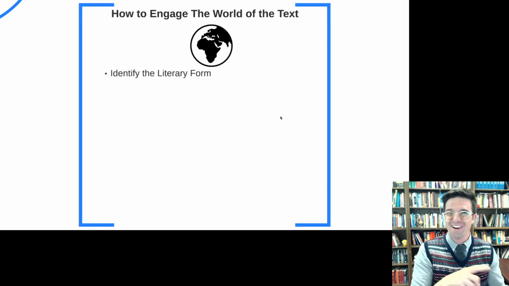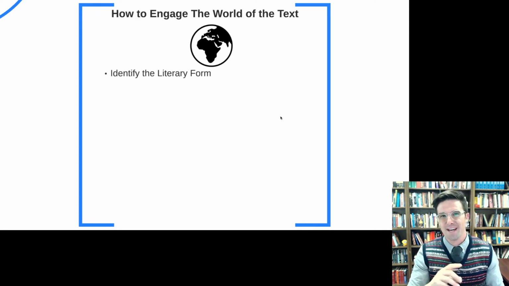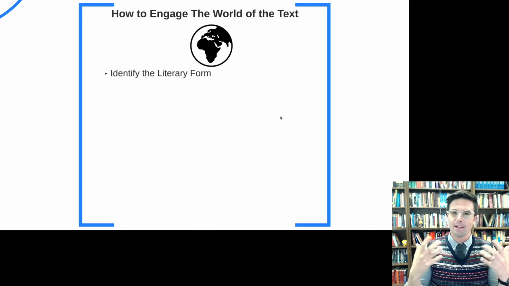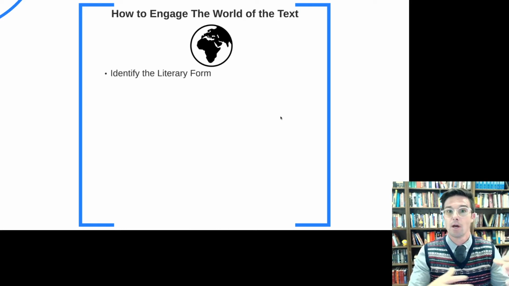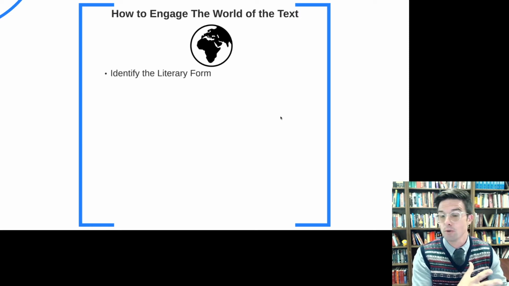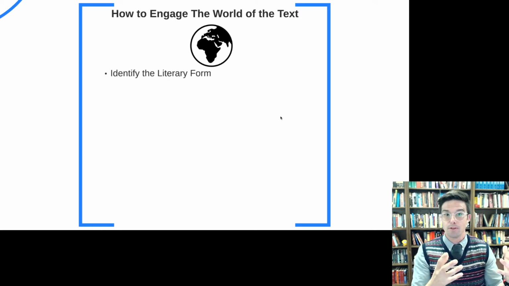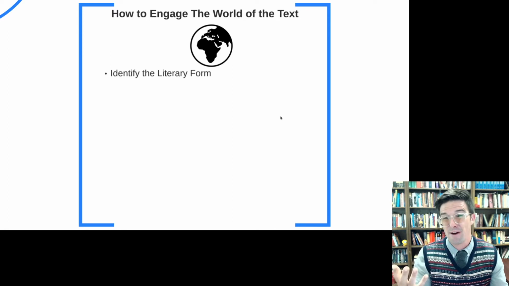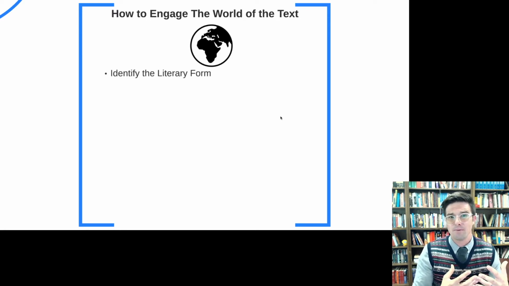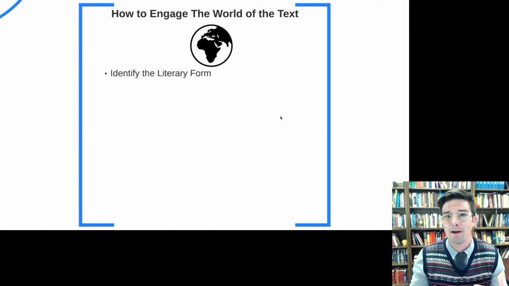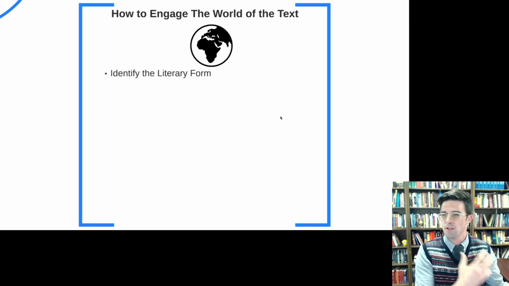We'll return to that aspect of the world of the text later on. So identifying the literary form of the book as a whole. So with Revelation, we're talking about apocalypse. With Pauline literature, we're talking about letters. With the Gospels, we're talking about Gospels. And with Catholic letters, we're again talking about letters. With Acts, we're talking sort of about a historical narrative.